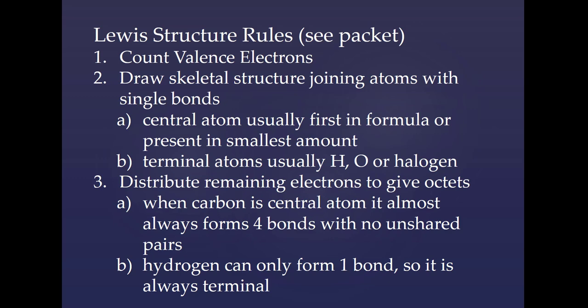The atoms that are usually on the end are hydrogen, oxygen, or halogens. Remember, the halogen family is right next to the noble gas family, and they have 7 valence electrons. So there are exceptions all over the place with these Lewis structures, but generally you're going to make every atom have an octet, or a full 8 valence electrons, just like a noble gas.